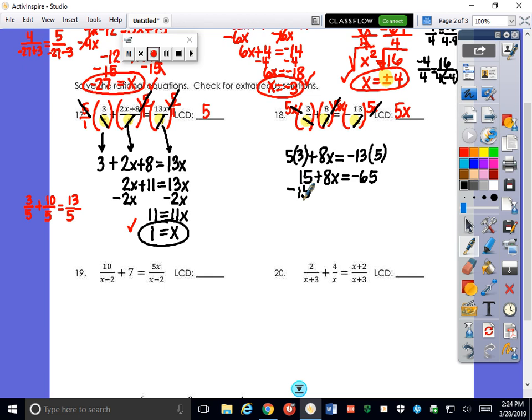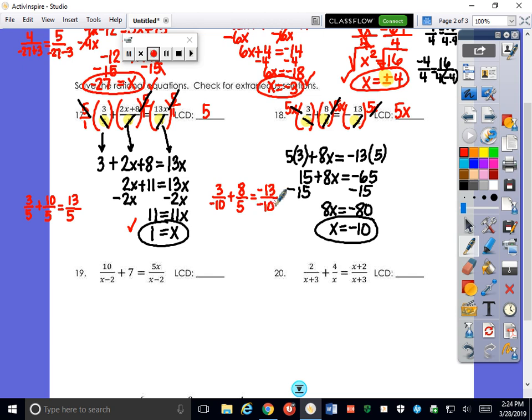So if I subtract 15, I get that 8x is equal to negative 80, and x is equal to negative 10. Okay? So now we should check to make sure that there are no extraneous solutions. So we have 3 over negative 10 plus 8 over 5 equals negative 13 over negative 10.